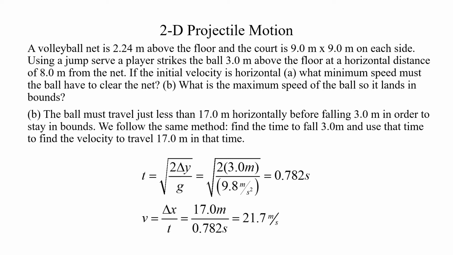So the maximum velocity then is the 17 meters divided by the 0.782 seconds, or 21.7 meters per second. So if we give it an initial velocity of greater than 21.7 meters per second, it will go out of bounds. And if it's less than 20.3 meters per second, it will hit the top of the net and not clear the net.